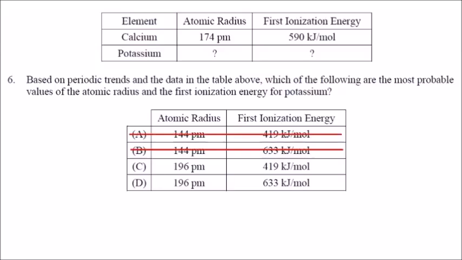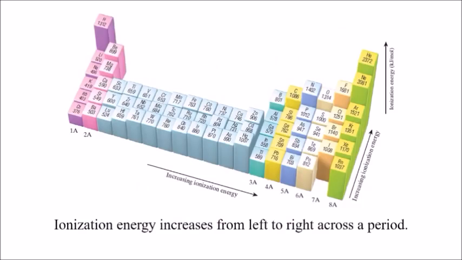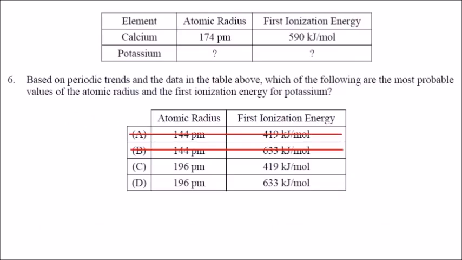Now in terms of the trend for the first ionization energy, those values tend to increase from left to right across a period, and since potassium is further to the left in the same period, potassium should have a lower first ionization energy than that of calcium, looking for a number that is less than 590, so the correct answer for number 6 is C.